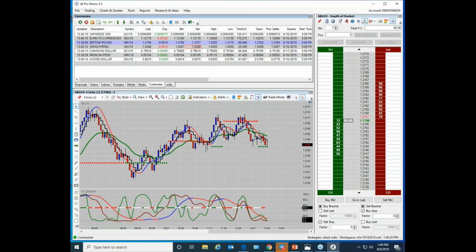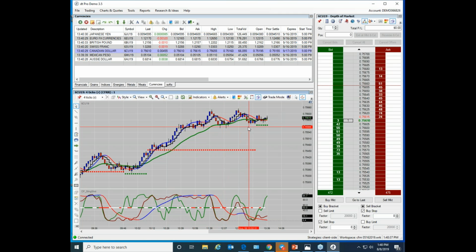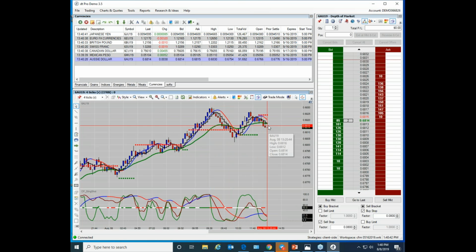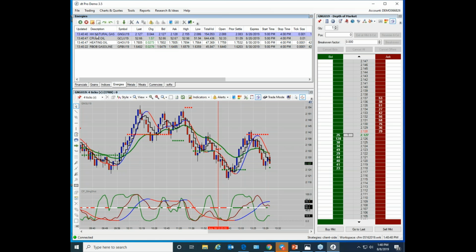So let's go to the British pound. Sideways action here, dynamic support and resistance, side by side. Swiss franc, side by side. Canadian, sideways action. The Australian dollar, in the middle, no action. Natural gas. Nothing's going on here either. A lot of sideways action. Crude oil.